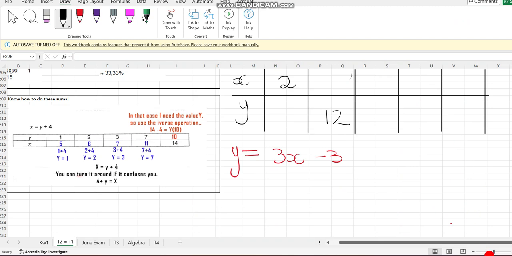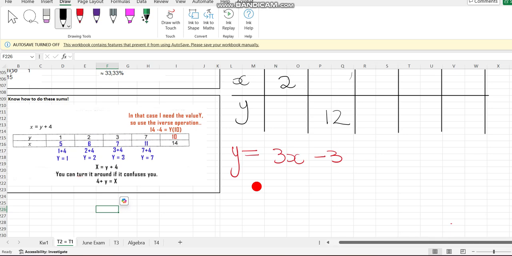The following will be asked of you. You will be given x, y, and then a column. I'm just going to do 2. And then they tell you, okay, the rule is y equals 3x minus 3. So that means y is most now this column here. To get this answer, you need to follow this rule. So all you need to do then is fill in your blanks.